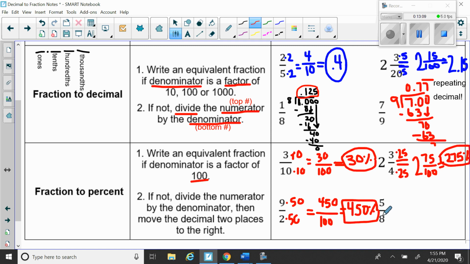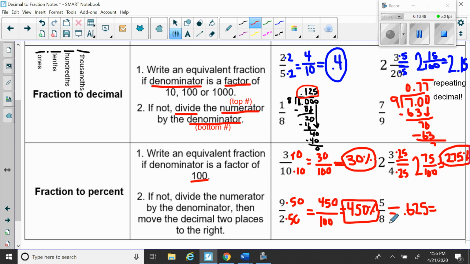Now, 5/8. 8 does not go into 100. So what we're going to have to do is divide the numerator by the denominator and then move the decimal to the right 2 places. So what that looks like here is we would do 5 divided by 8, and instead of doing the long division, I'm just going to do this on a calculator just for time's sake. So we have 5 divided by 8, and that gives us 0.625, okay?